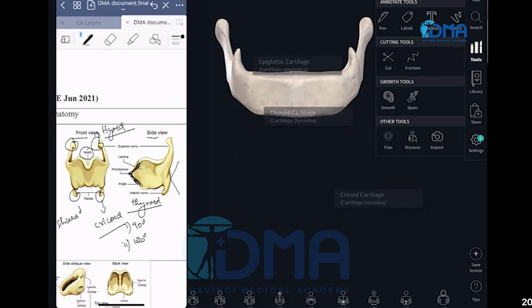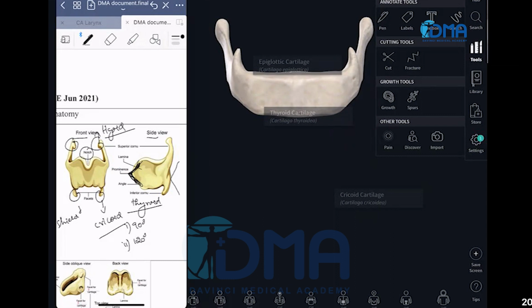Okay, are you okay with this? So if it is a 90-degree, it will be seen outside. If it is a 120-degree, it cannot be seen outside. That's why females are not having Adam's apple. So females are not having that prominent angle. So that's why it is called Adam's apple.